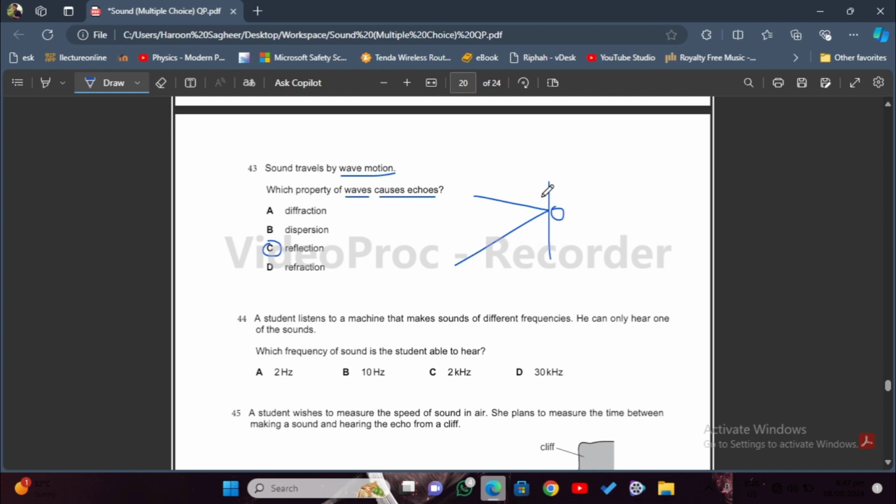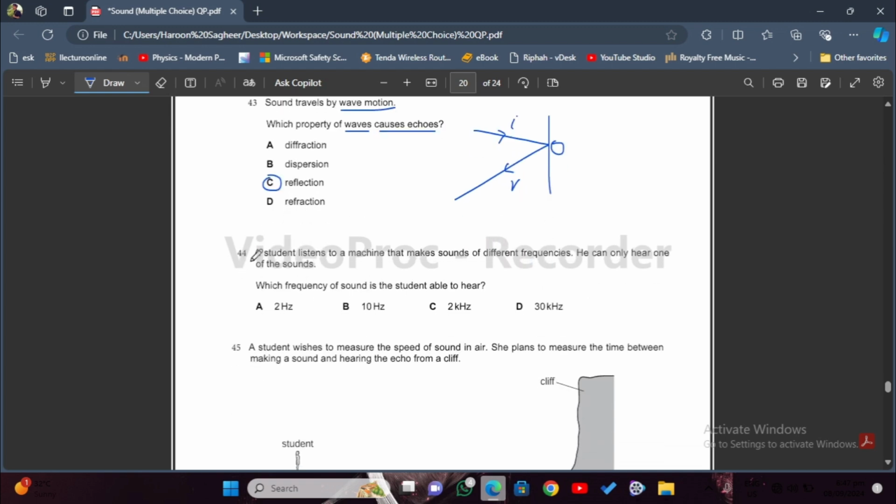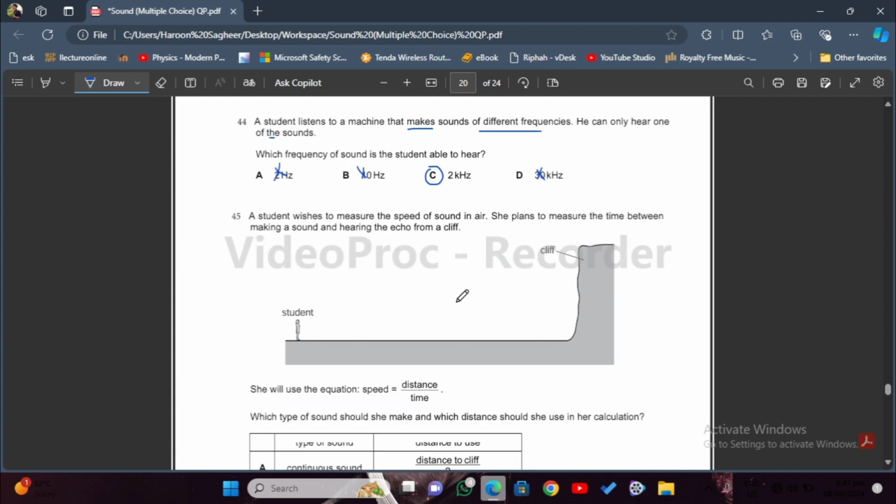Here we have a point O, let's say any point O. This is the incident wave, this is the reflected wave. Reflected, not refracted. A student listens to a machine that makes sound of different frequencies. He can only hear one sound. 2 Hz, inaudible. 10 Hz, inaudible. 30 kilohertz, inaudible. But 2 kilohertz, that is what he can hear.